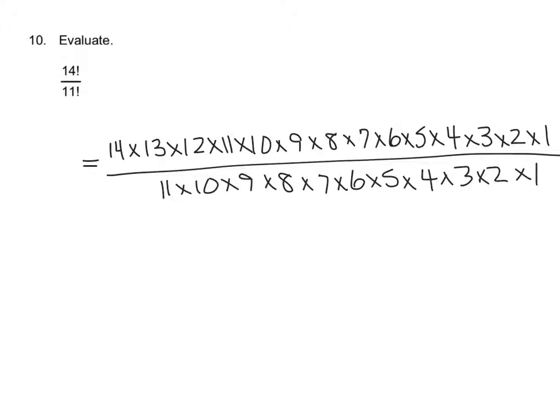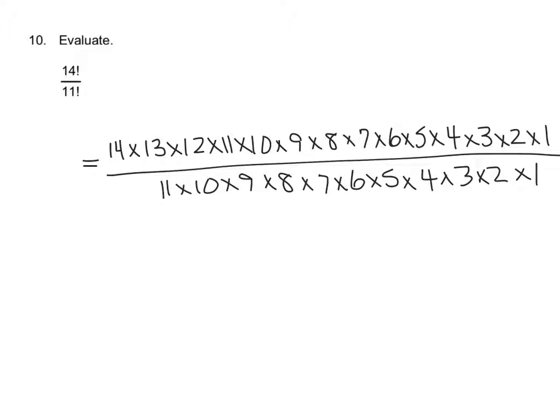Now, we could do this on our calculator by doing 14 factorial divided by 11 factorial, or by punching in 14 times 13 times 12 times 11, and then dividing by 11 times 10 times 9 and so forth. But sometimes our calculator can't hold that many digits. So sometimes it's best to do this by writing it out and then canceling factors on the top and bottom of the fraction, and then we'll have a smaller multiplication calculation to do on our calculator.